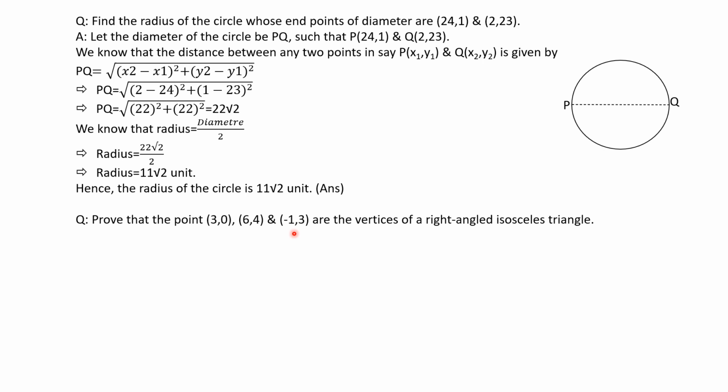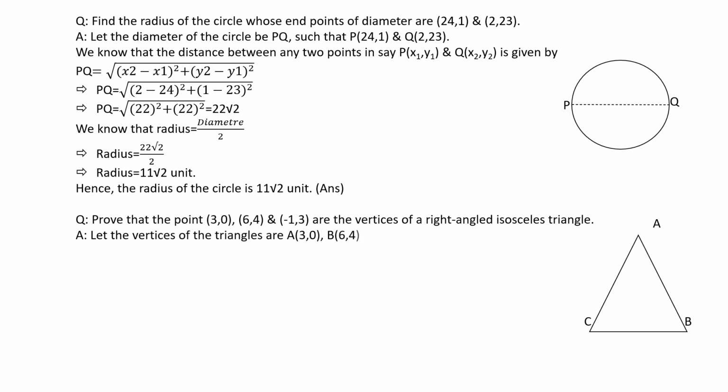If the sum of any two distances is greater than the third one, that means the distances represent the sides of the triangle. If the sum of any two sides is greater than the third one, then only we can say these 3 points constitute the vertices of a triangle. And afterwards, if the sides justify the Pythagoras theorem, then we can say they constitute a right angle triangle. Let's go for it. Let the vertices of the triangle be A(3,0), B(6,4) and C(minus 1,3).